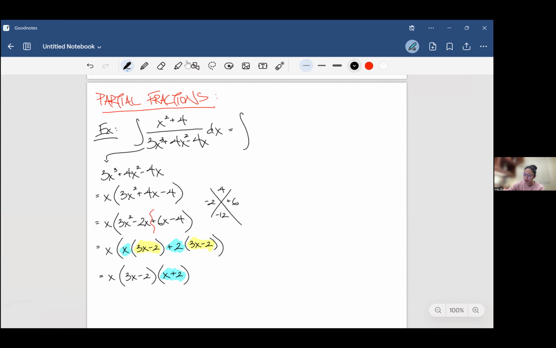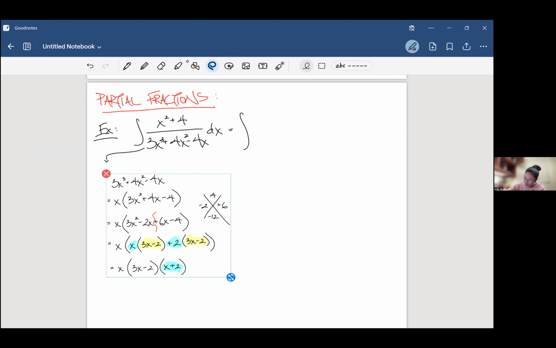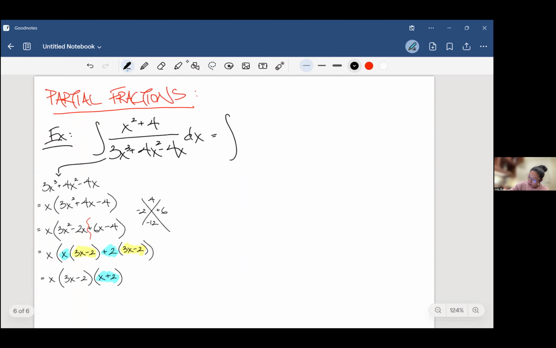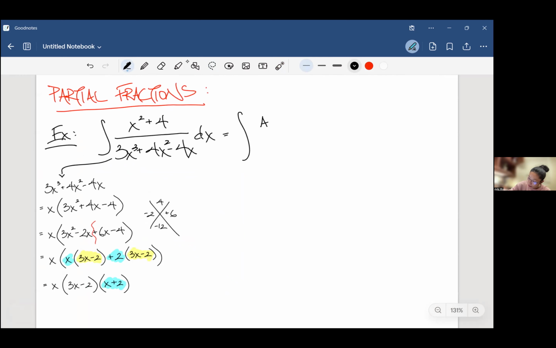Now, because I have 3 factors, I need 3 fractions here. Let me shrink this so I can leave myself a little bit more space. So that means I'm going to end up with A over x plus B over 3x minus 2 plus C over x plus 2. Okay.